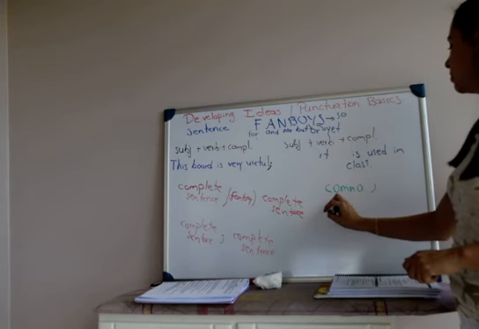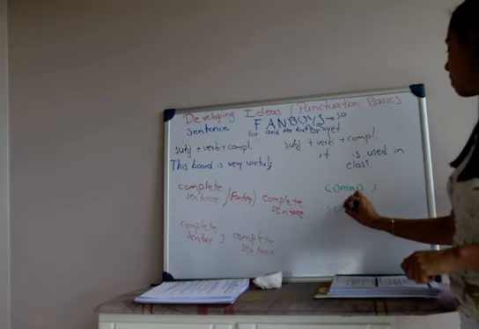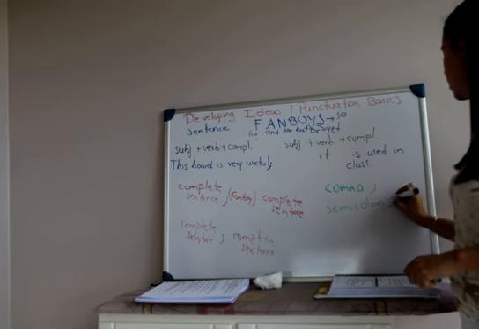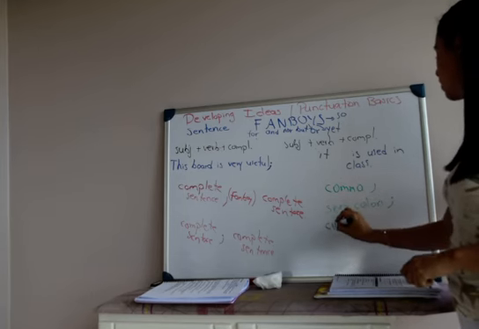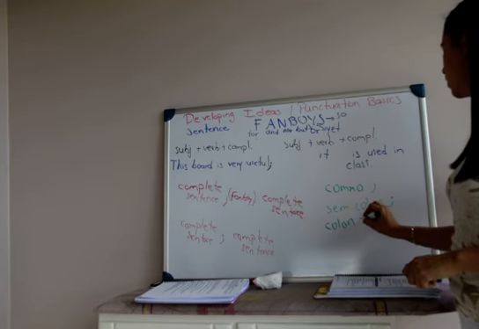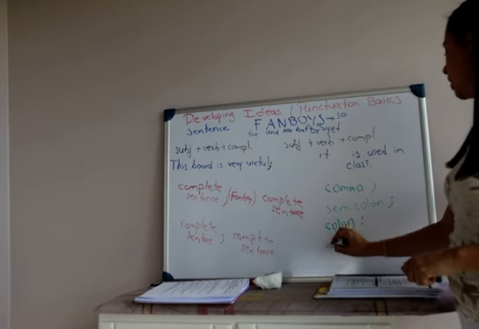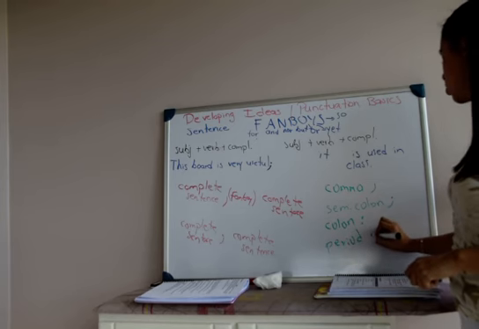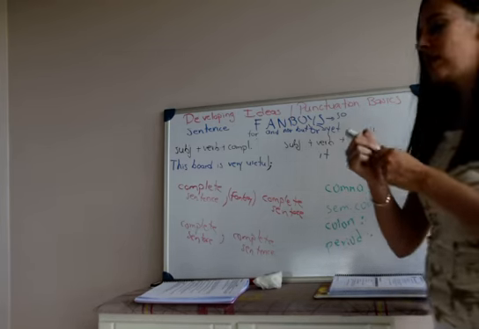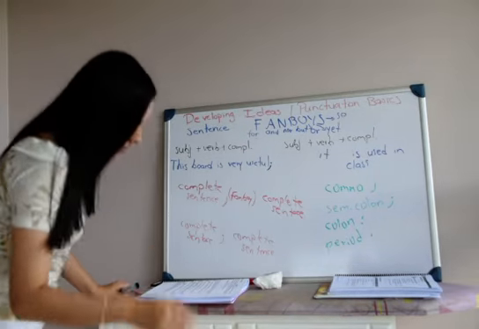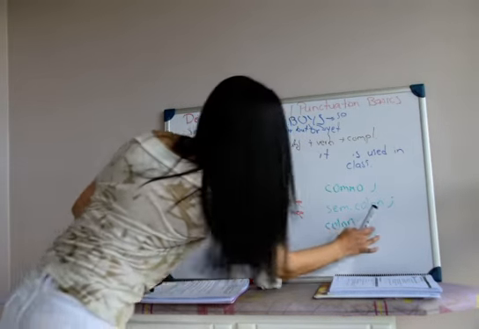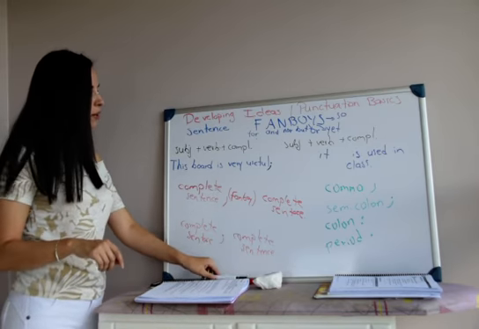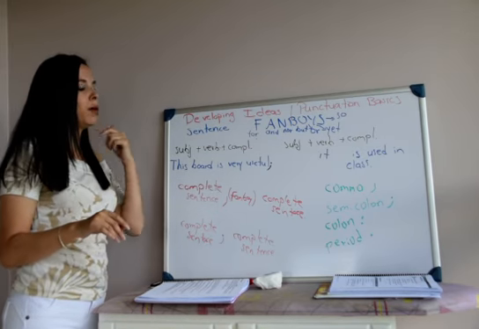Comma is this. Semicolon is this. Colon and period is just like the point at the end, but it's not called point, it's a period, okay? Only one period. Okay, comma, semicolon, colon, and period. Those are the basic punctuation marks.